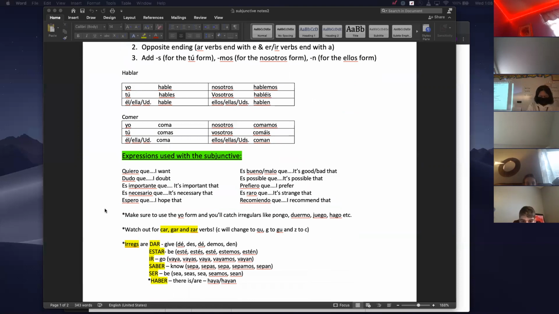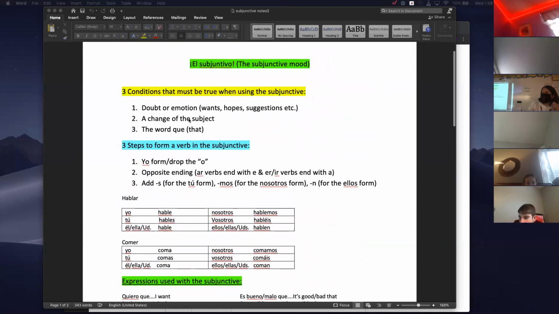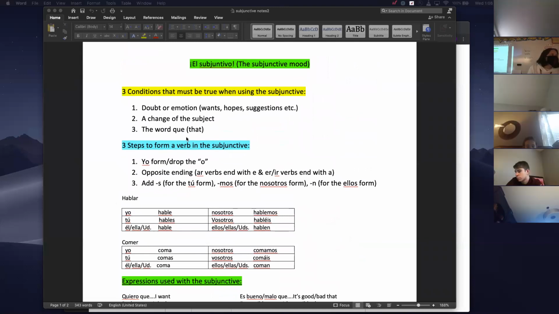Leah, you want to give me the last thing? Yeah, the word que. Right, and I asked you to add that to your notes yesterday. I asked you to add the word that. So the word que, which basically translates to that. I hope that you have a great day. Once we've established that we need the subjunctive because all three of these things are true, then what? Well, I have to form the subjunctive.